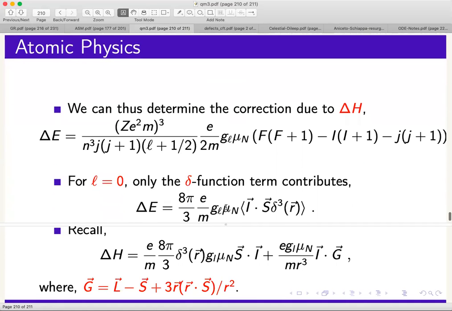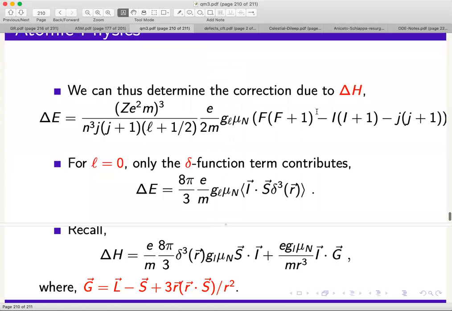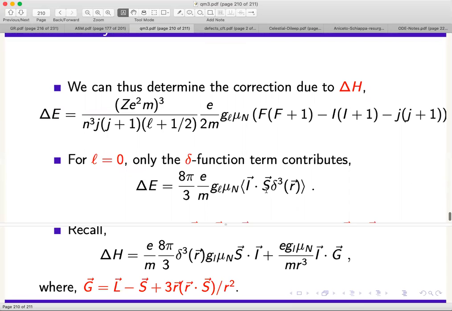Now, this is a contribution that we obtained from the expression that we got for K, which is non-zero only when L is not equal to 0. For L equal to 0, of course, we have this expression, which is rewritten here: 8 pi by 3 times e by m times mu_N g_N times I dot S times the delta function expectation value that we need to compute.